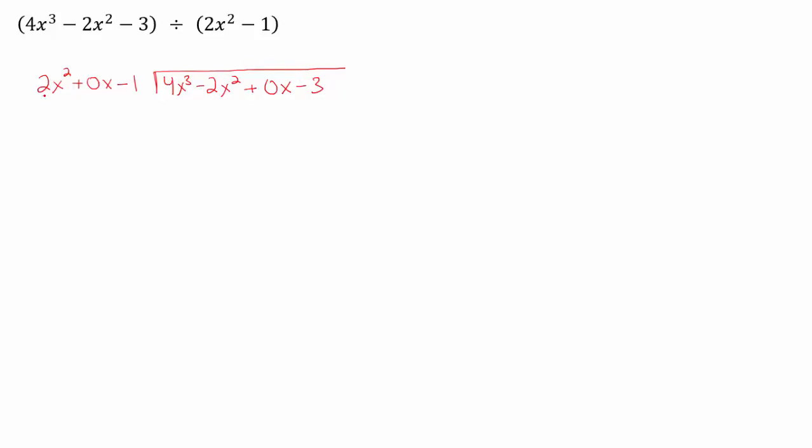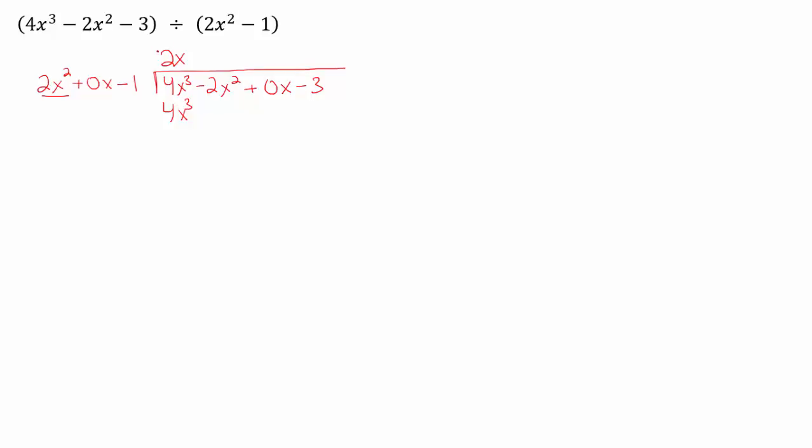Now, I'm going to look at this first term and I'm going to say, how many times does 2x squared go into 4x cubed? Or what do I need to multiply 2x squared by to get 4x cubed? Well, I need to multiply the 2 by a 2. That's going to give me the 4. And x squared needs to be multiplied by 1x in order to get 3 of them. 2x times 2x squared is going to give me 4x cubed, which was what I wanted.